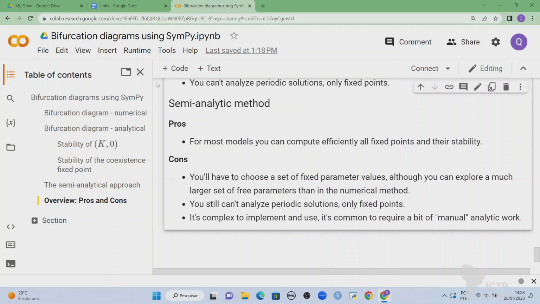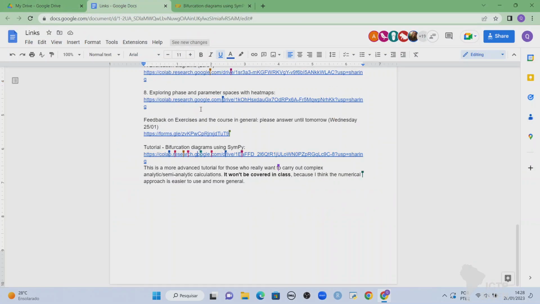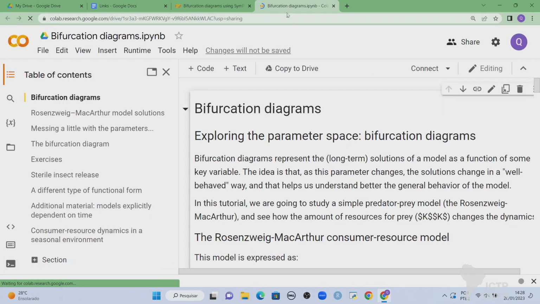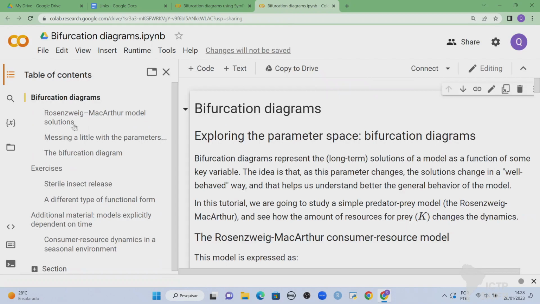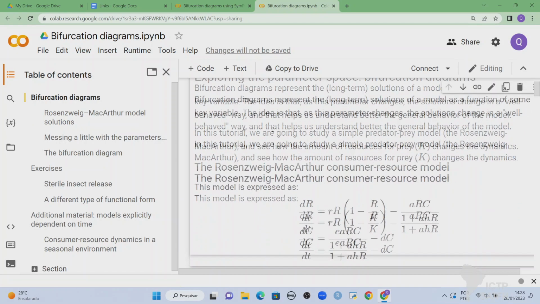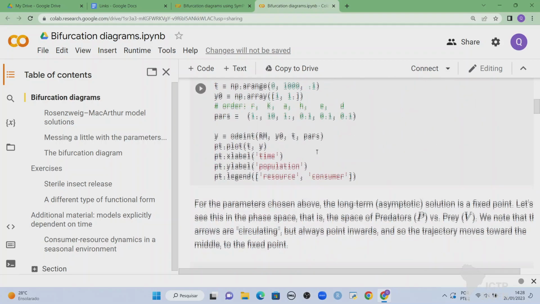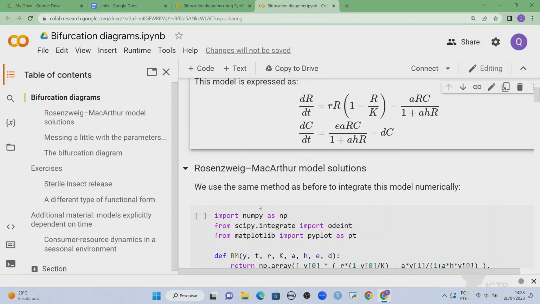Let's see. So this one here, right? Bifurcation diagrams. It was this one over here. You remember that the idea was that we were going to pick a parameter here. In the case that we did in class, we had the Rosenzweig-MacArthur equations.